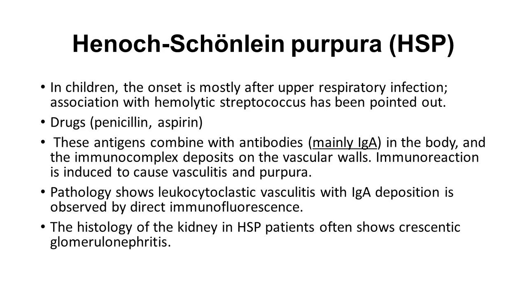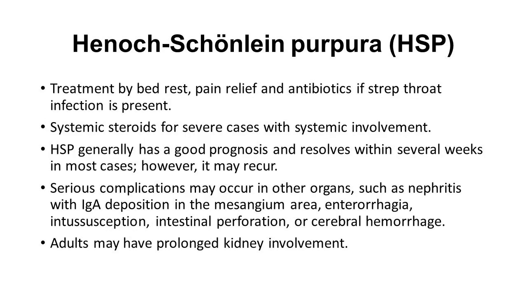The histology of the kidney in HSP patients often shows crescentic glomerulonephritis. Treatment is by bed rest, pain relief, and antibiotics if strep throat infection is present. Systemic steroids are given for severe cases with systemic involvement.